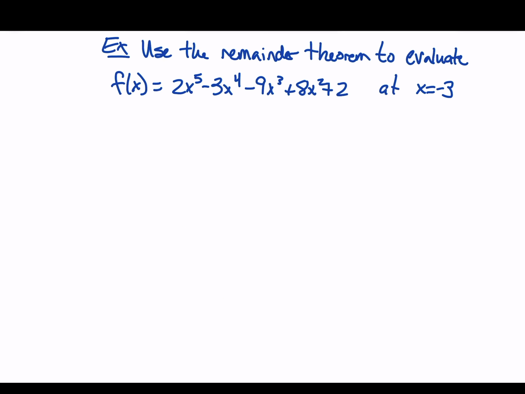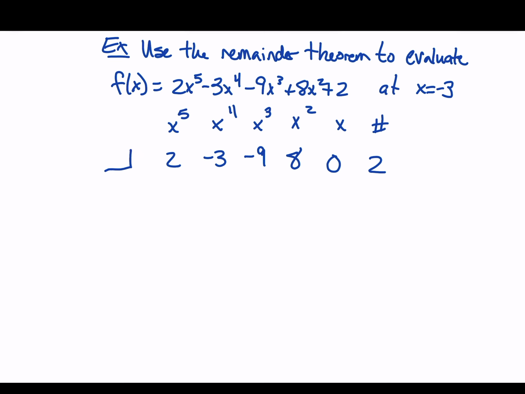Let's jump in and try an example. In this example, we want to use the remainder theorem to evaluate f of x equal to 2x to the fifth minus 3x to the fourth minus 9x cubed plus 8x squared plus 2 at x equals negative 3. So what we need to do is use synthetic division to divide the polynomial by x plus 3. So we end up with the minus 3 in the division. So we'll first create the columns that we need. Remember, even though we don't have a coefficient in front of x, we still need that column there. So we'll use 2, negative 3, negative 9, 8, 0, and 2. And in our division, we'll use the number negative 3, which is where we're trying to evaluate.